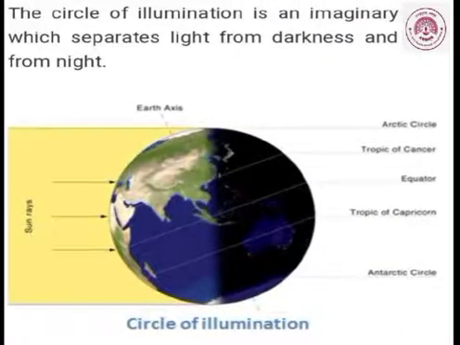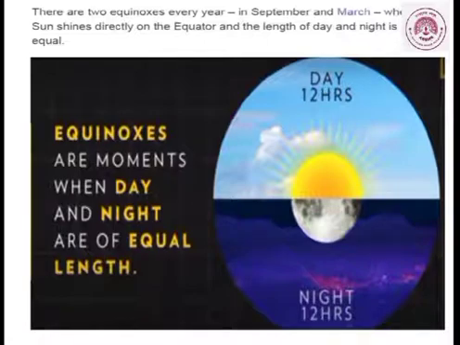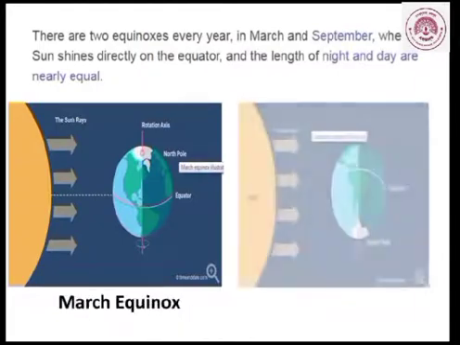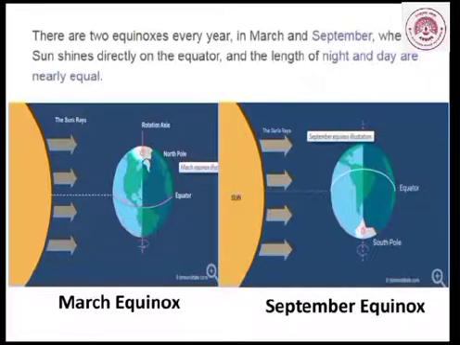Now we'll just go through what we have done in our video number 2, the revision. The circle of illumination we have seen. The circle of illumination is an imaginary line which separates light from darkness and day from night. Then we have seen equinox. Equinoxes are moments when day and night are of equal length. There are two equinoxes every year, in September and March, when the sun shines directly on the equator and the length of day and night is nearly equal. First is the March equinox and the second one is the September equinox.